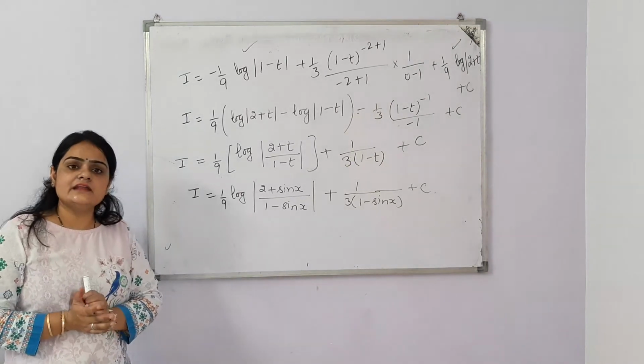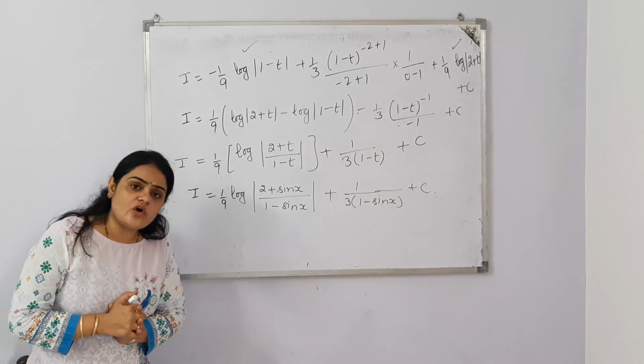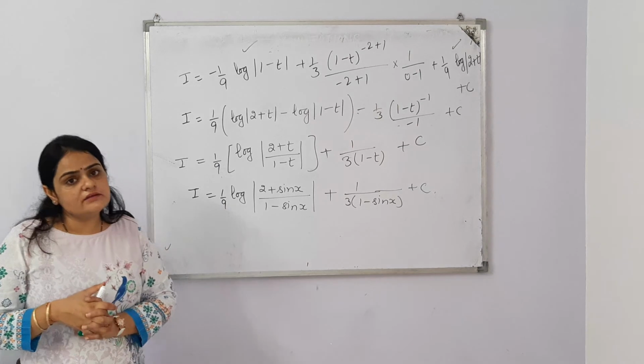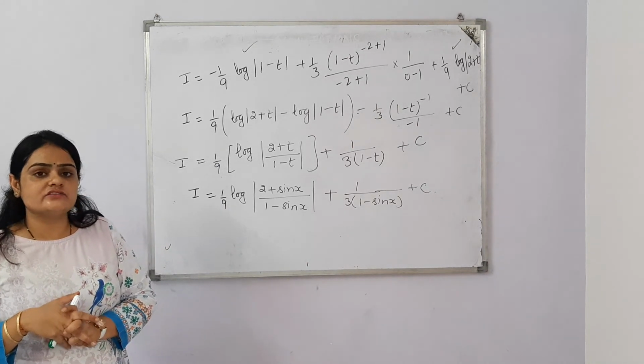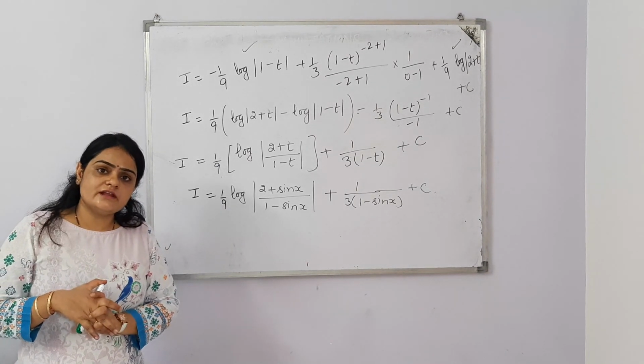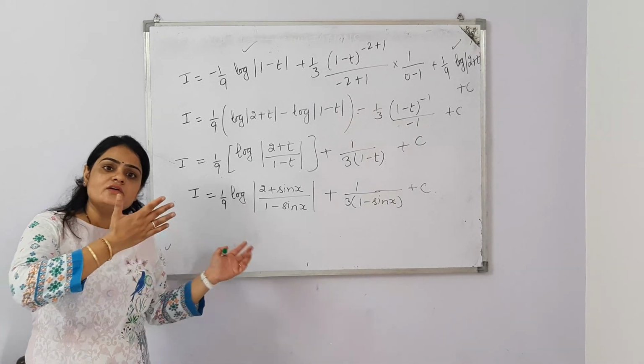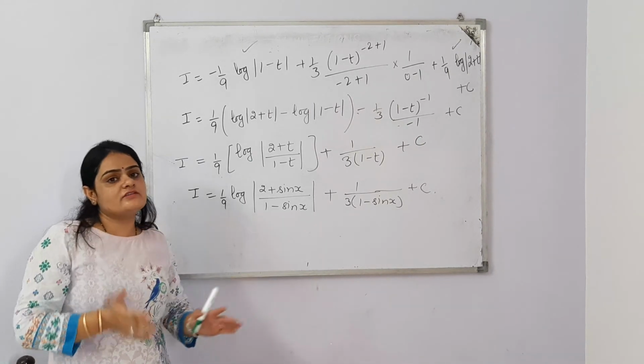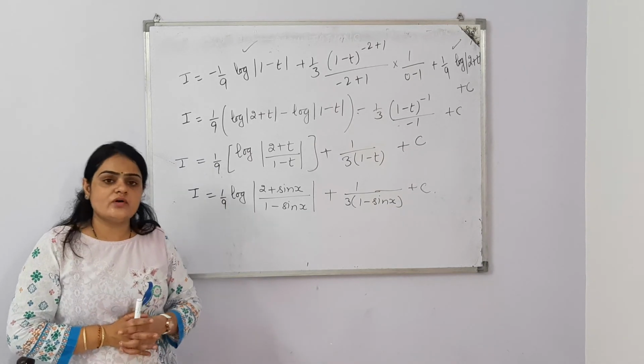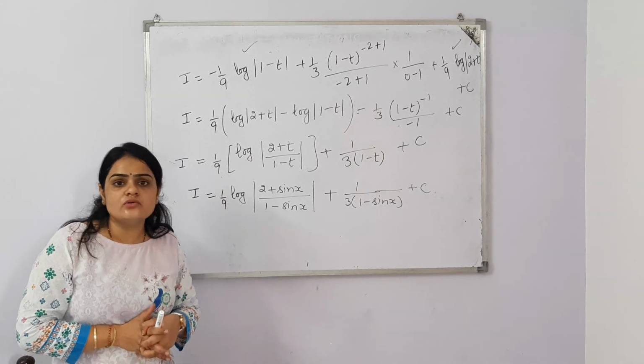Why have I chosen sin x? Because cos x dx was available in the integration function. So cos x was available, and with cos x there was dx, and of course the derivative of sin x is cos x. So I have substituted sin x is equal to t.